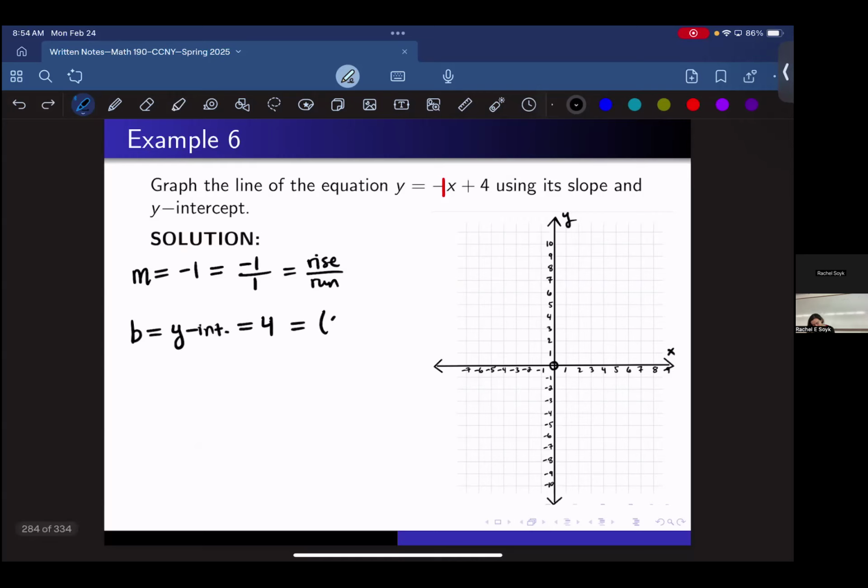Yep. Anytime you're graphing, you want to plot your y-intercept first, and then use your slope to plot additional points.